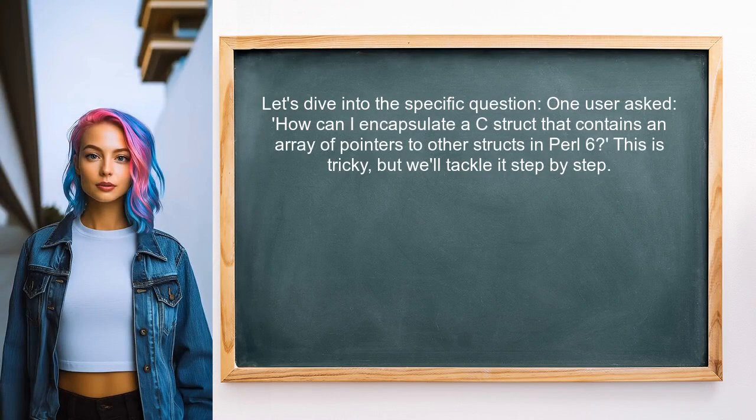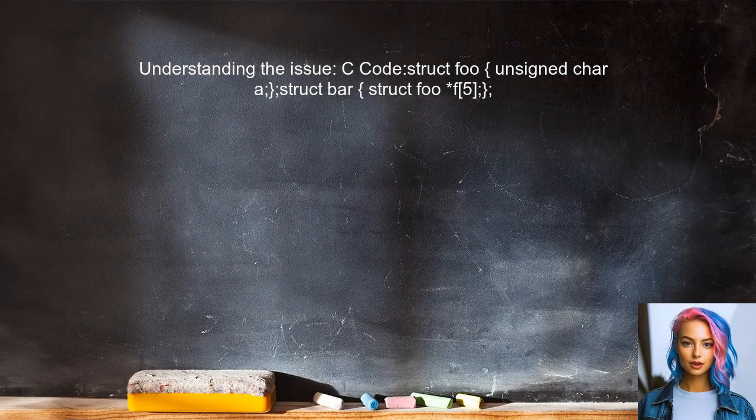Let's dive into the specific question at hand. One user asked, how can I encapsulate a C struct that contains an array of pointers to other structs in Perl 6? This is a tricky situation, but don't worry, we'll tackle it step by step. To understand the issue, let's look at the C code. We have a struct called foo and another struct called bar that contains an array of pointers to foo. The challenge is how to represent this in Perl 6 using NativeCall.